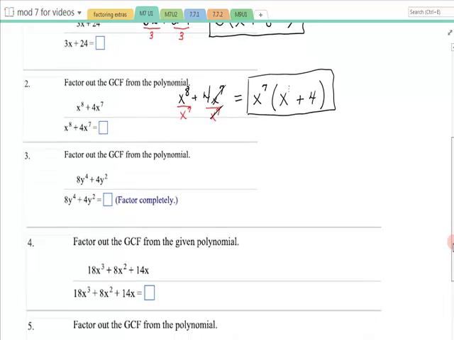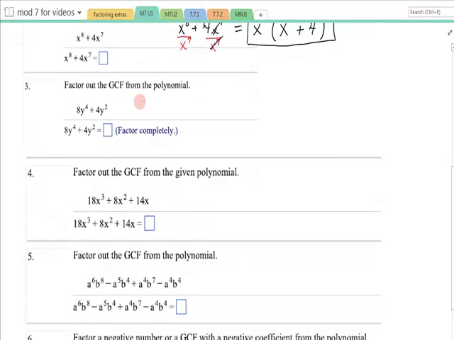Let's look at number 3. Factor out the GCF. I have 8y to the 4th plus 4y to the 2nd. Look first for the common factor. What will go into both 8 and 4? If you answer 2, you're right, it does go into them, but it's not as large as it can be. What else? You could actually take out 4.